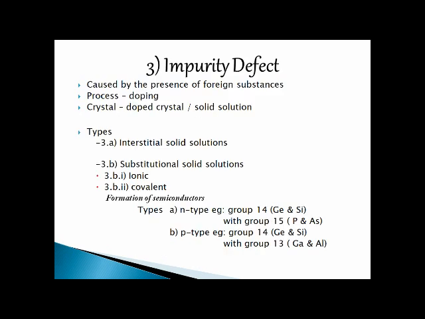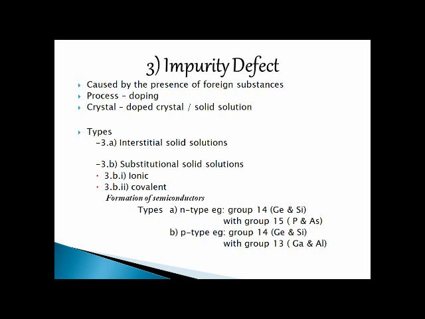The third type of defect is impurity defect. Impurity defect is caused by the presence of foreign substances. The process is known as doping, and the crystal which involves doping is known as doped crystal, and another name of this doped crystal is solid solution.